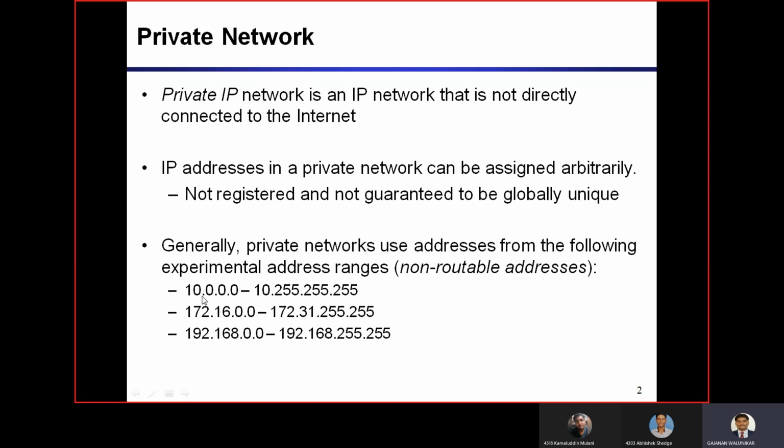Generally the private IP address ranges are 10.0.0.0 to 10.255.255.255, or 172.16.0.0 to 172.31.255.255, or 192.168.0.0 to 192.168.255.255. These are private IP addresses, like in our AITS, 192.168.100.44, for example. These are private network, private IP addresses.